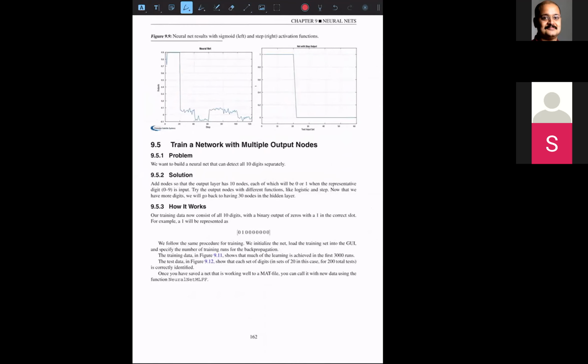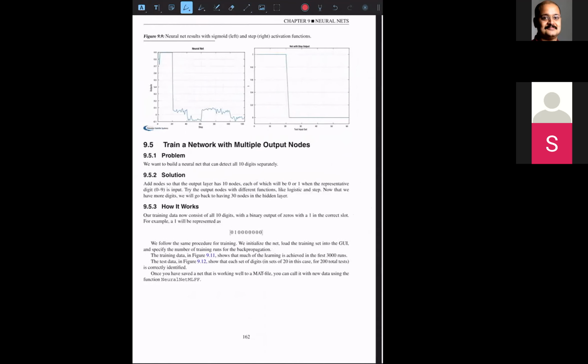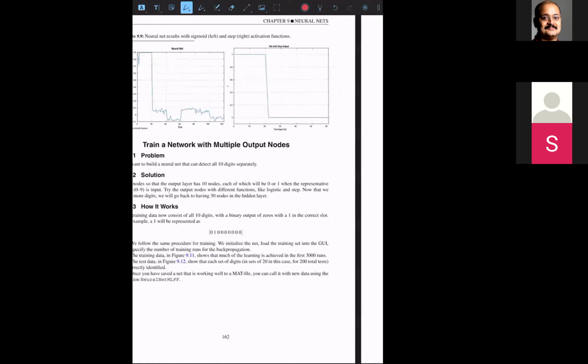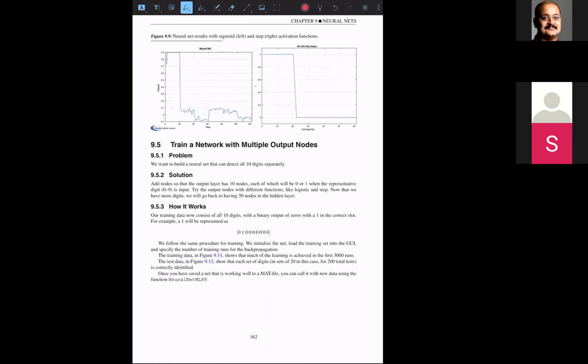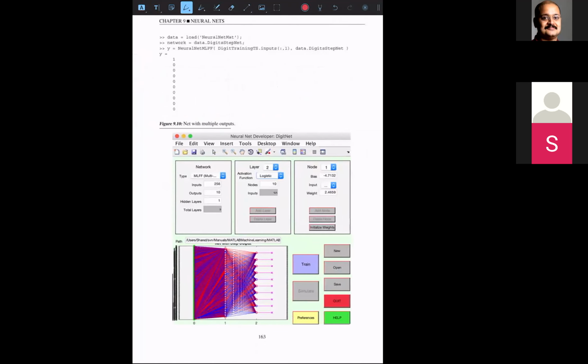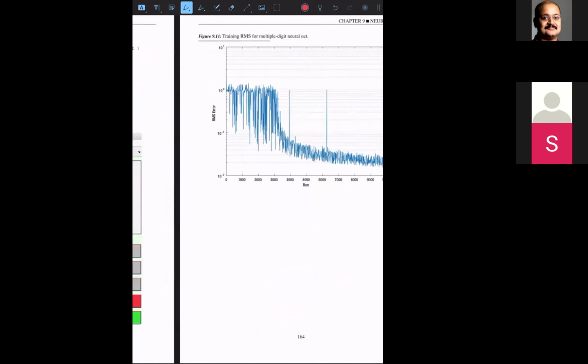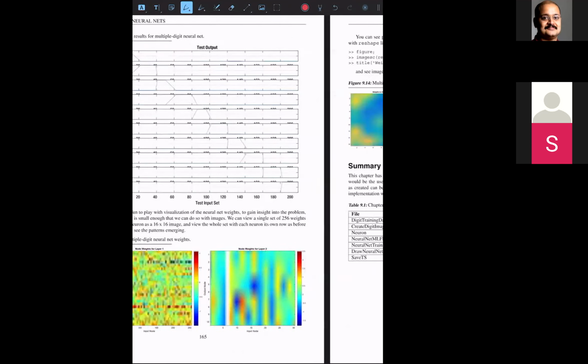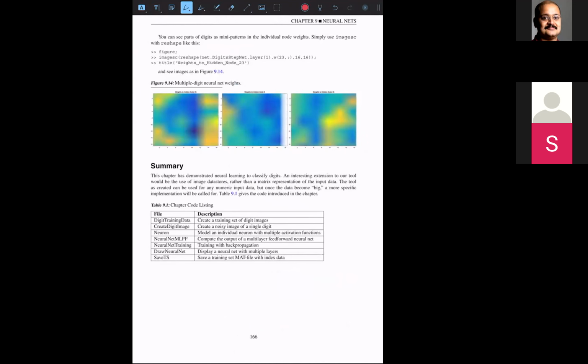And if you want to do it with multiple output nodes, then what you do is you have to use the function neural net MLFF, which is for multiple output. And then you can actually run through this code and it will do the actual classification. So I would encourage you to try these codes on your own, and I'm sure that will give you more understanding of how the neural network functions.